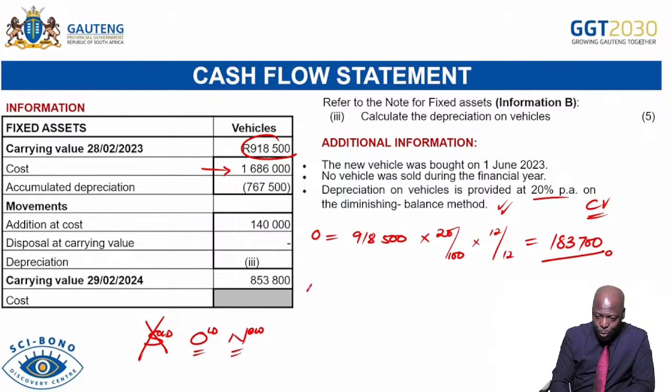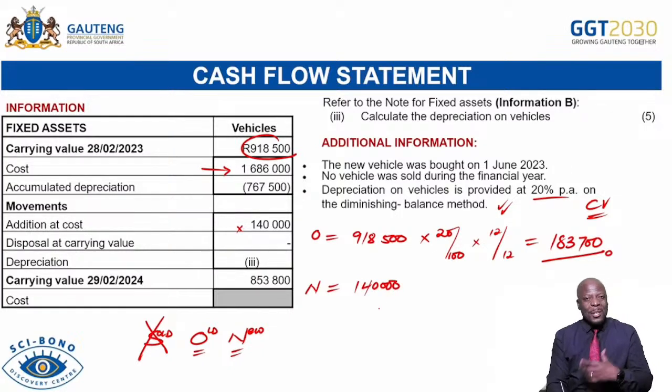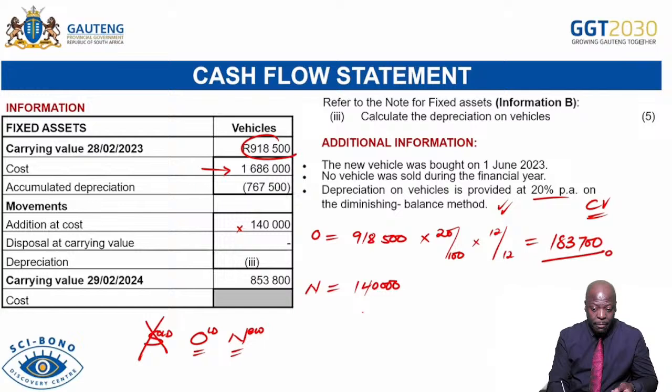So, and then I come to the new. Let's calculate the new. The new is 140,000. Okay, remember it's new, so it's not going to have accumulated depreciation. So we're just going to use the cost price when we calculate depreciation for it in the first year. In the first year, we're going to use the 140. Then we're going to say multiply that by 20 over 100.